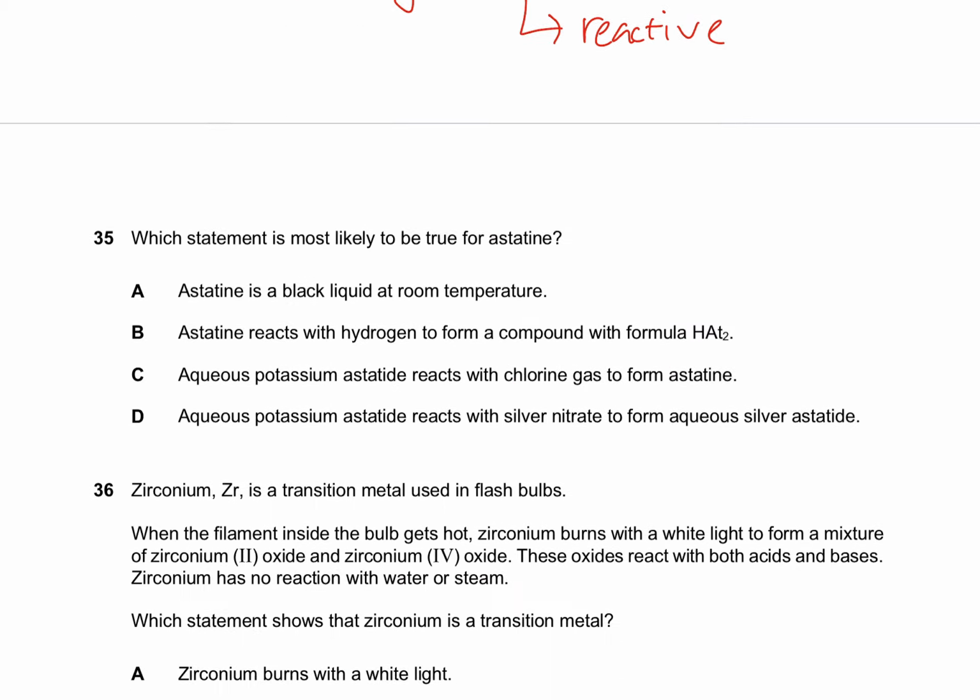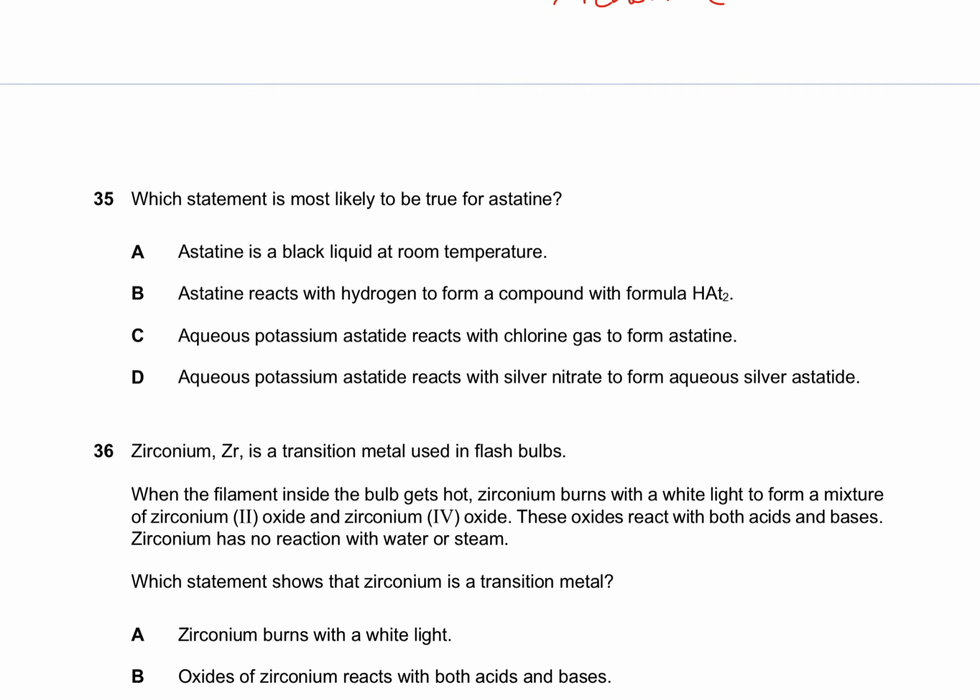And the last question we're going to go through, 35, which one is most true for astatine? So astatine is right at the bottom, under iodine. So we know that iodine is a black solid. So it is not possible that astatine is a black liquid, because going from a gas at the top to a solid, astatine has to be a solid. So this is definitely wrong.